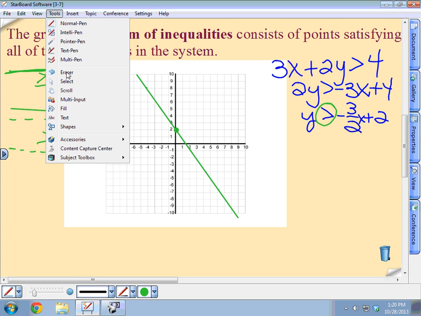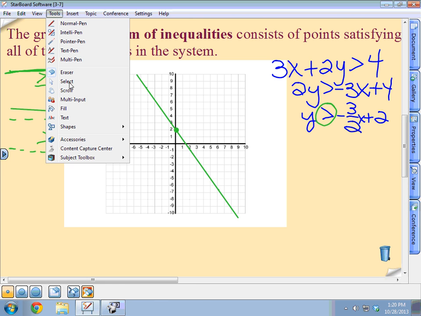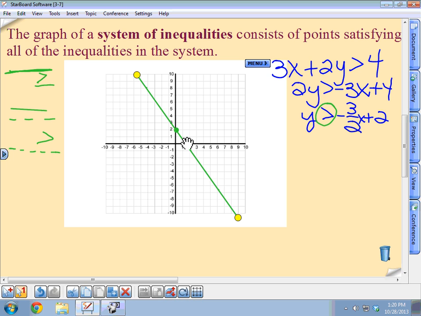So tools, my eraser, and make sure it's small. And it doesn't erase. Well, I don't need to. Can you change the formatting of the line itself to a dashed line? Perhaps. Select it. And then go to menu. To the right. This is menu.